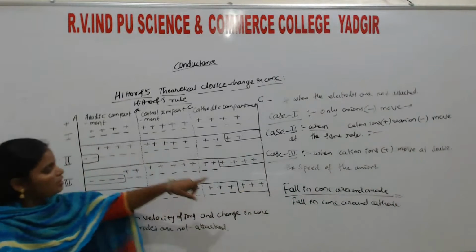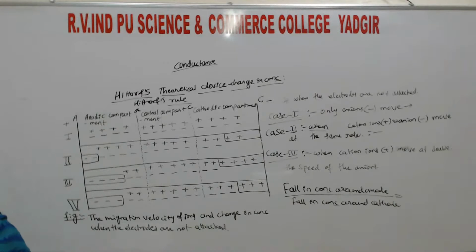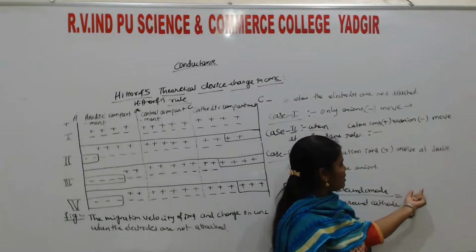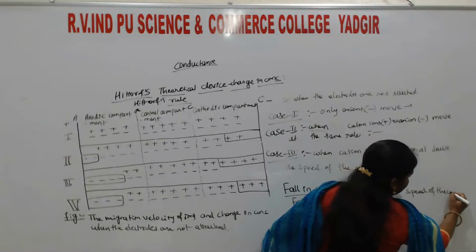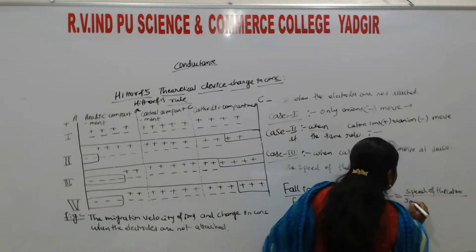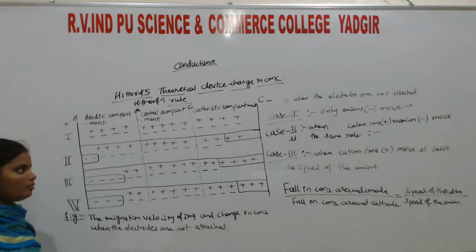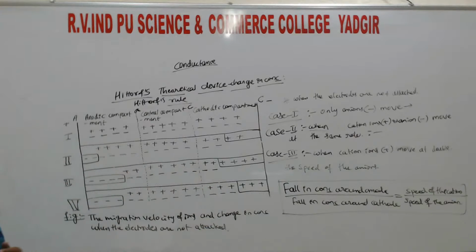The falling concentration around the anode is proportional to the speed of the cation. So the falling concentration around the anode divided by the falling concentration around the cathode is equal to the speed of the cation divided by the speed of the anion. This is the formula of Hittorf's rule.